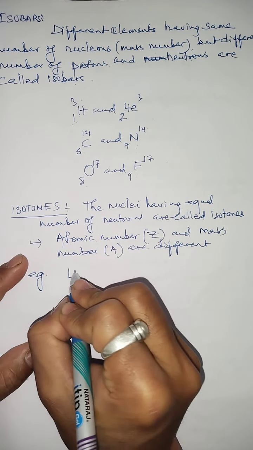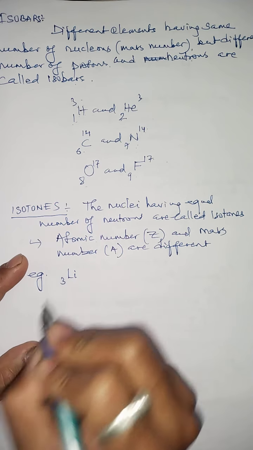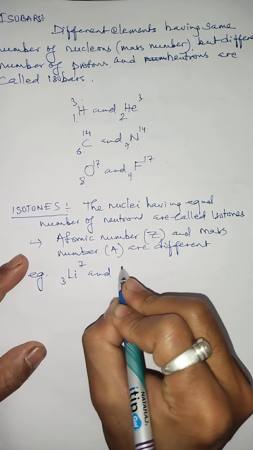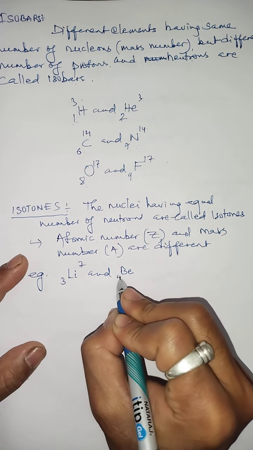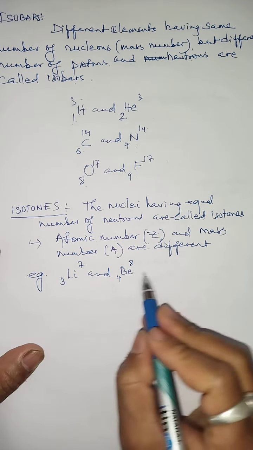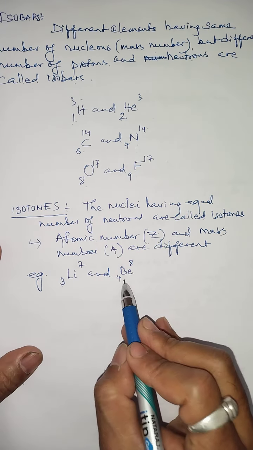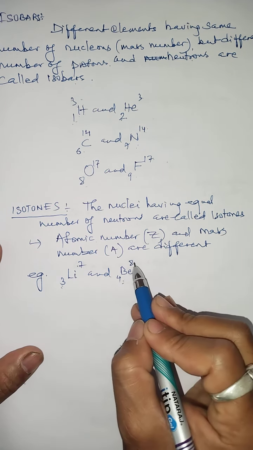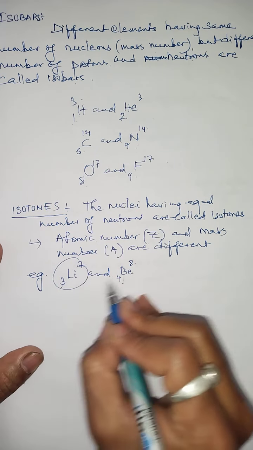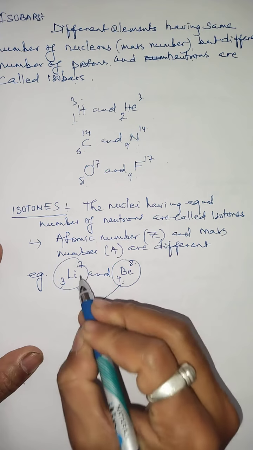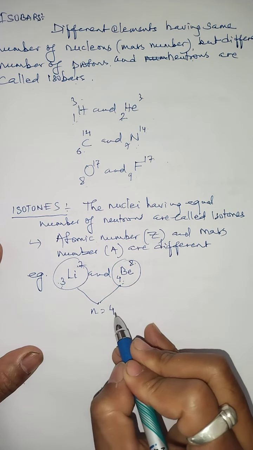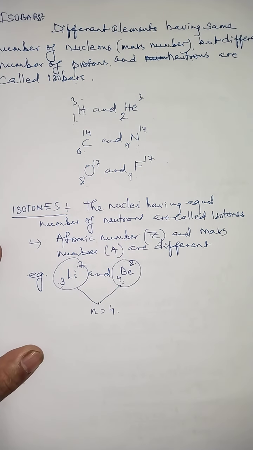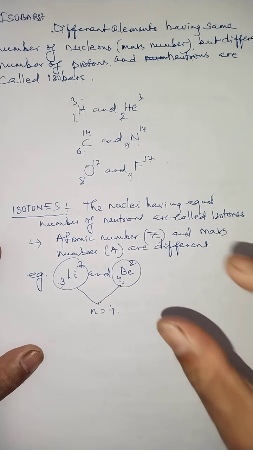Here are some examples of isotones. Lithium is one element, with atomic number 3 and mass number 7. Now if I compare it with another element, beryllium, with atomic number 4 and mass number 8, you can see the atomic number and mass number are different. The atomic numbers are 3 and 4, the mass numbers are 7 and 8. But what is the same in these two nuclei? The number of neutrons. 7 minus 3 is 4, and 8 minus 4 is 4. So the number of neutrons is the same. In nuclei of different elements, if the number of neutrons is the same although the mass number and atomic number are different, we simply call them isotones.